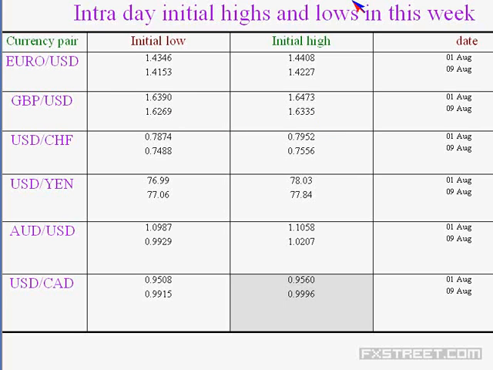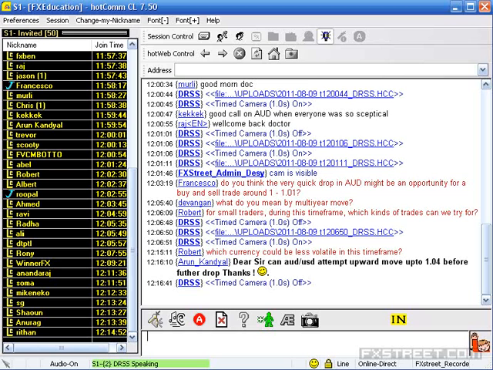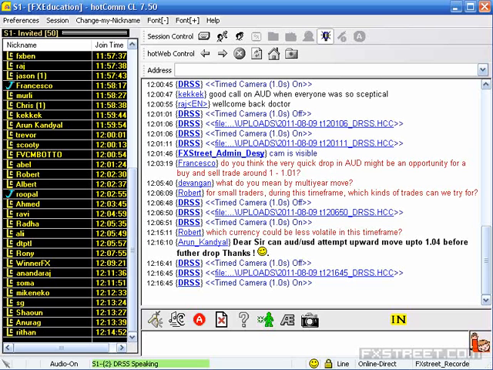Let me minimize the PowerPoint presentation and take up the questions which are asked here. Meanwhile, I'll focus the camera on the live market code page for our reference.